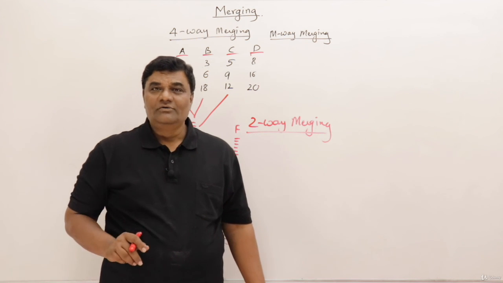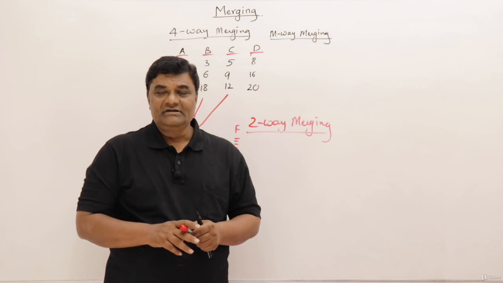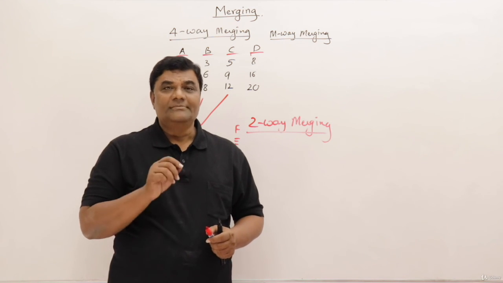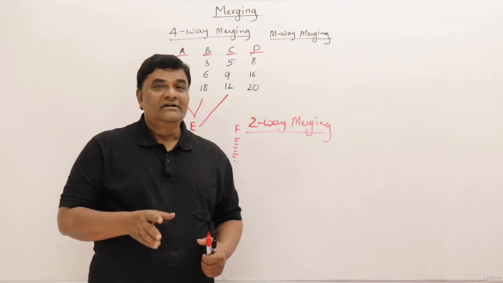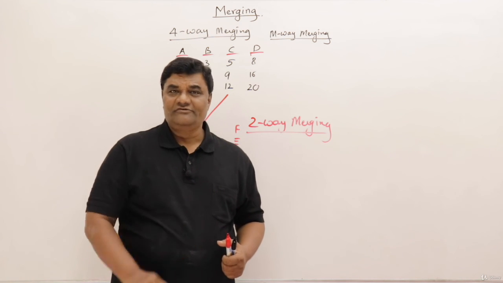So that's all about 4-way merging, M-way merging and 2-way merging. Now in the next videos we will be looking at merge sort, and merge sort uses 2-way merging. We will look at the iterative version of merge sort as well as the recursive version of merge sort.